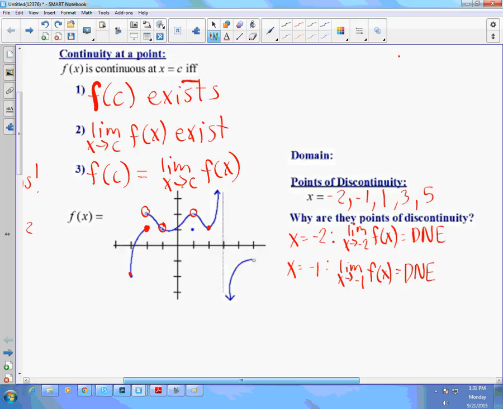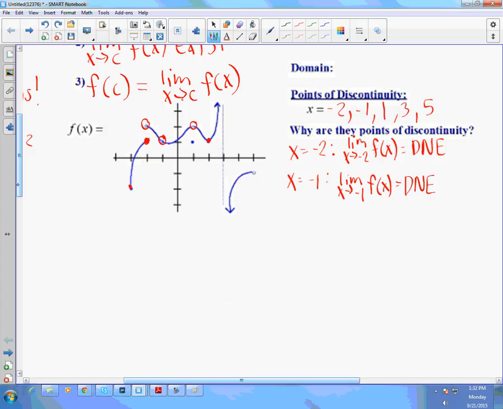Okay? So, with your neighbors, I want you to go through all of them, see if you can come up with a mathematical definition statement for the reason why we fail at 1, the reason why we fail at 3, and the reason why we fail at 5.